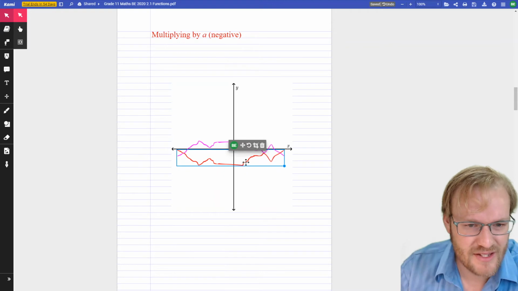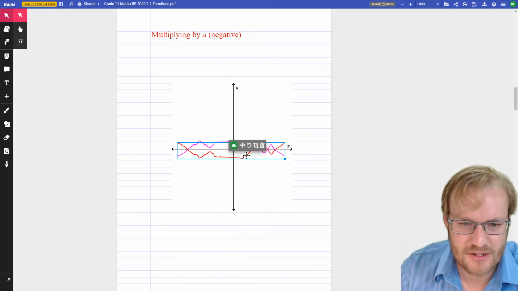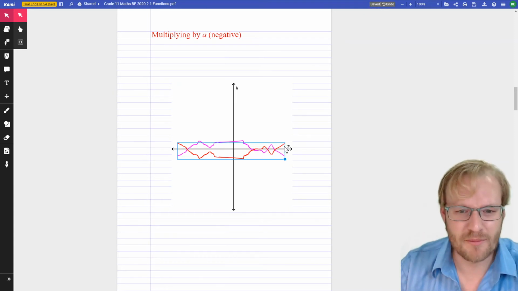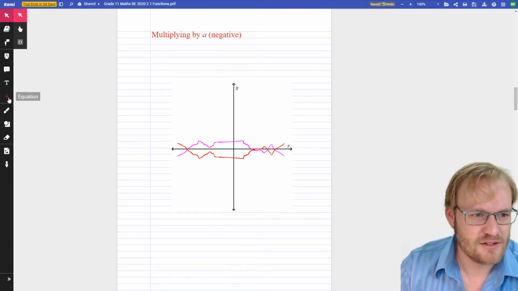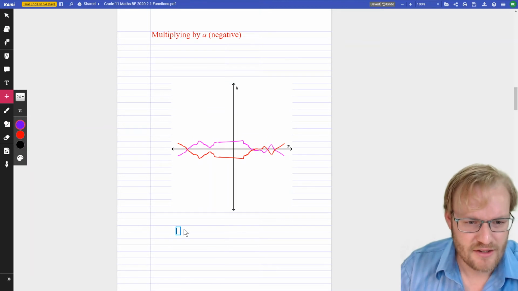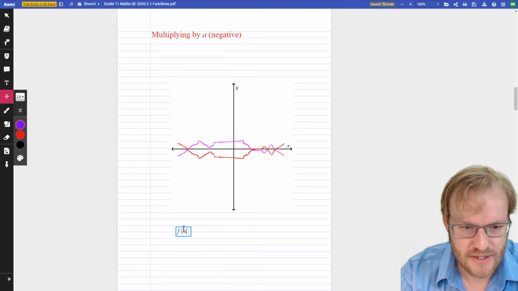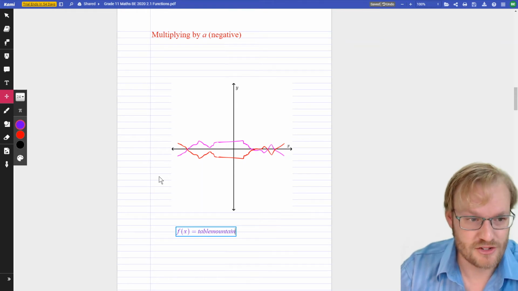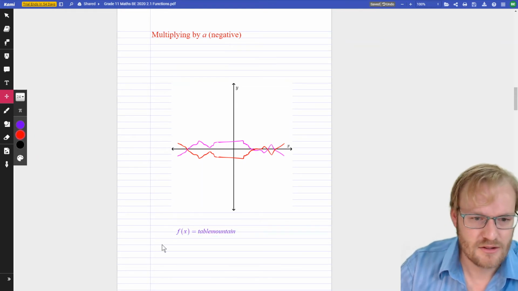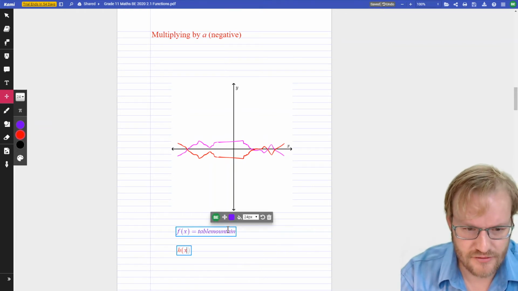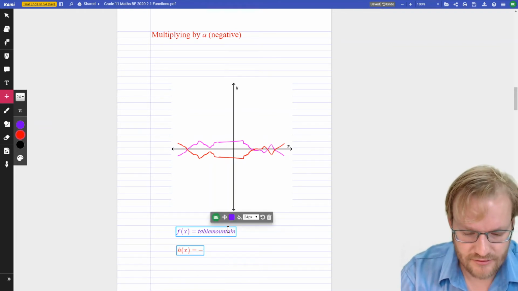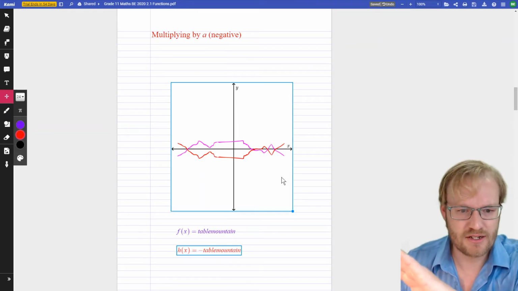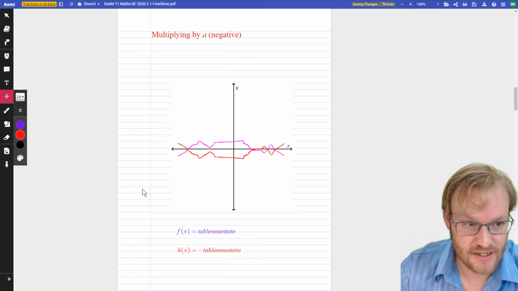So the negative is, again, a reflection about the x-axis. So let's draw it like that. There, it's like we've put a mirror on the x-axis. So let's capture our thinking there to say that f of x has remained our lovely table mountain function. But this function now, h of x, is negative table mountain. In other words, it's just taken it and reflected it about the x-axis.